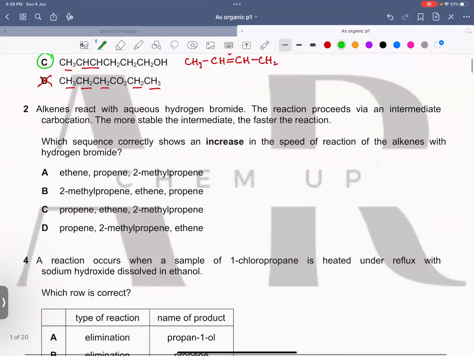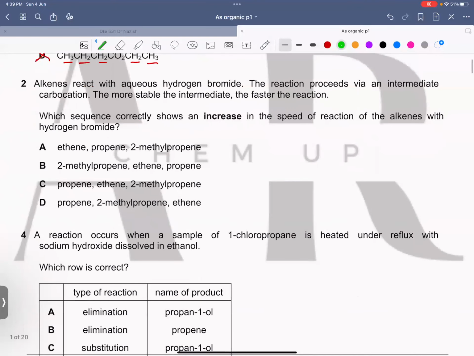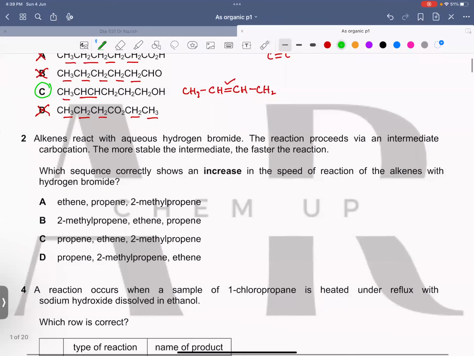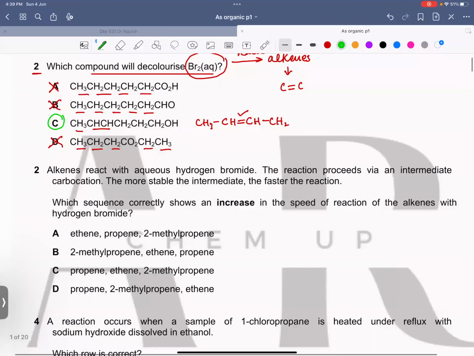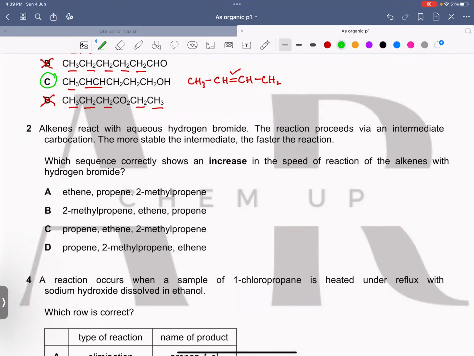Now, question number 3. Alkenes react with aqueous hydrogen bromide. Okay. HBr, and alkene refers to a carbon-carbon double bond. The reaction proceeds via an intermediate carbocation. Okay. The more stable the intermediate, the faster the reaction. See, they have given you this information.